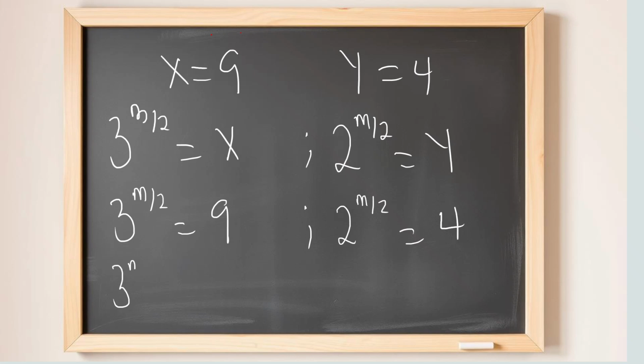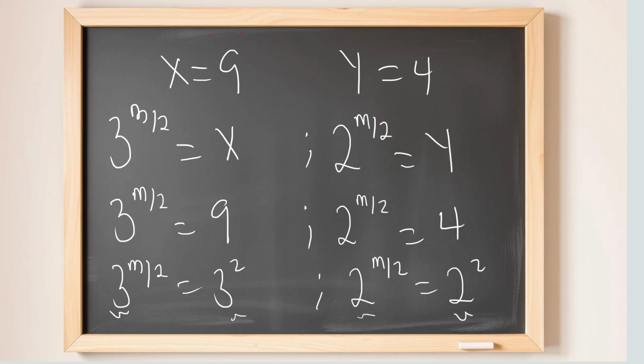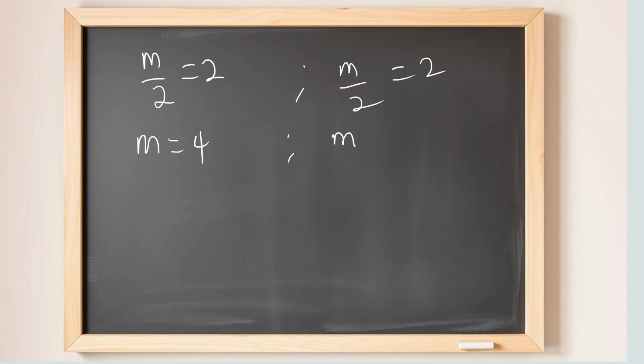Now, equating the power, 3 to the power of m over 2, 9 is the same thing as 3 squared. And here we have 2 to the power of m over 2 equal to 2 squared. Since the bases are equal, on both occasions we can equate the power. By equating the power on both sides, we have m over 2 is equal to 2. So here my m is equal to 4 for case 1, and also for case 2, my m is equal to 4. This shows m is equal to 4.